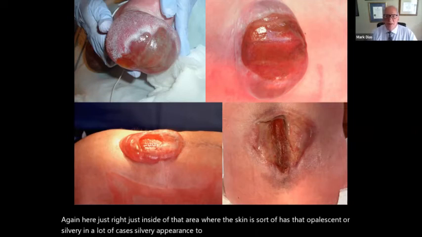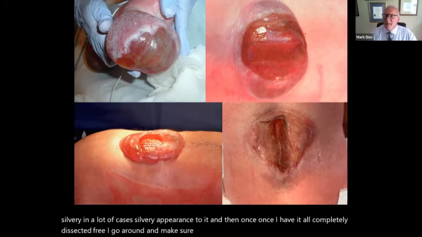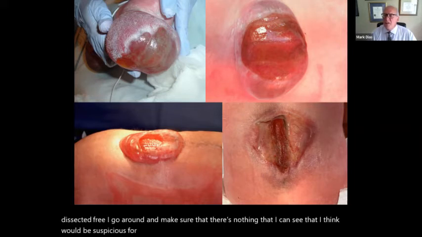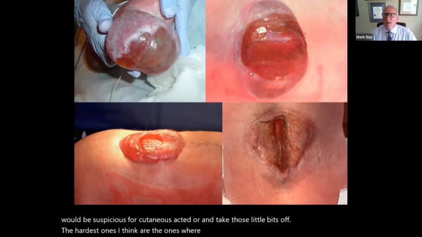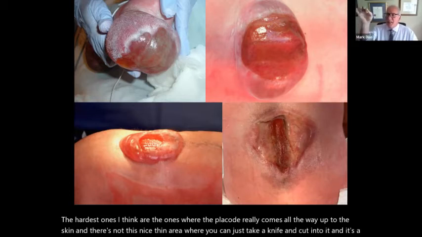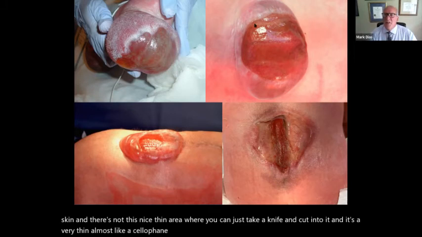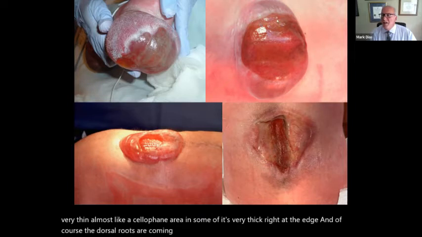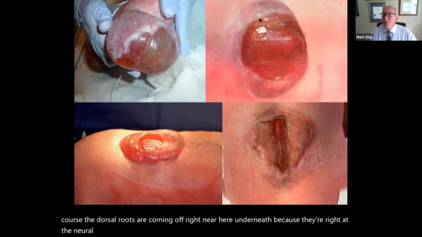And then once I have it all completely dissected free, I go around and make sure that there's nothing that I can see that I think would be suspicious for cutaneous ectoderm, and take those little bits off. The hardest ones, I think, are the ones where the placode really comes all the way up to the skin, and there's not this nice thin area where you can just take a knife and cut into it, a very thin, almost cellophane-like area. In some of these, it's very thick right at the edge. And of course, the dorsal roots are coming off right near here underneath, because they're right at the neural folds, right where it attaches to the skin. So those are the most dangerous ones.